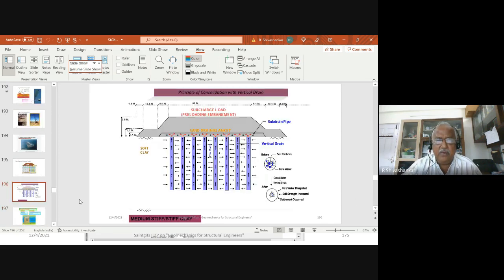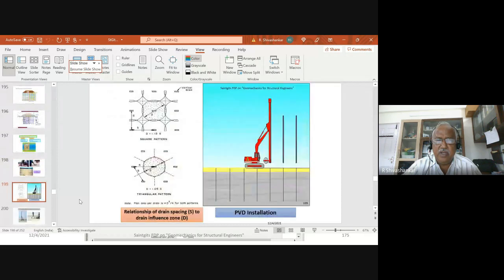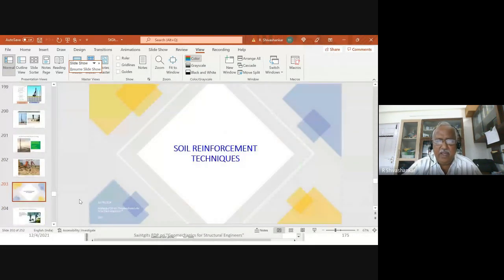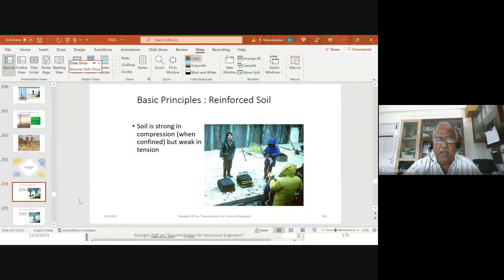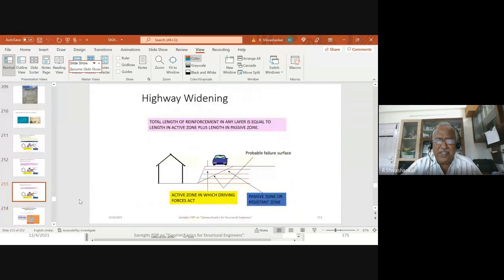And they have used a number of drains, what are called vertical drains, prefabricated vertical drains. I think I'll leave it there, I'm running out of time. Also in soil reinforcement, you can reinforce the soil. Maybe on some other occasion I'll try to talk about this, right?